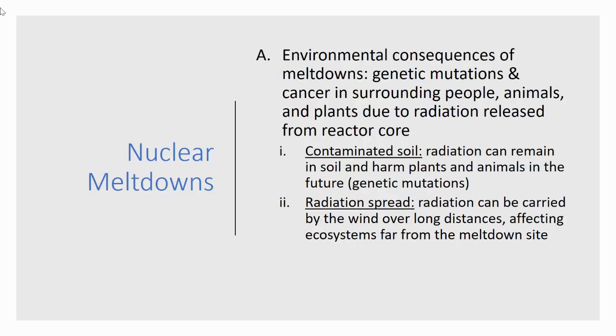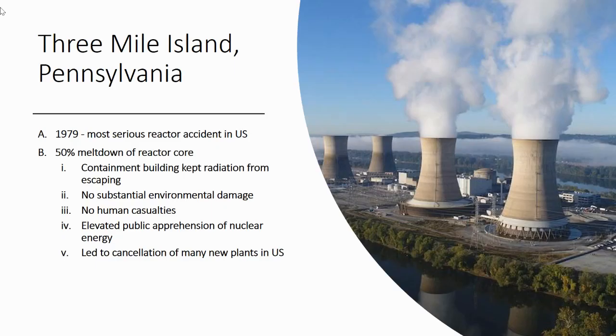Now, another huge consequence of nuclear power is meltdowns. With a meltdown, we can see the fallout being genetic mutations of the surrounding populations, people, animals, maybe even plants. It can contaminate soil, and also that radiation can spread via wind. So it can actually be carried over long distances, affecting areas that are not even near the meltdown site.